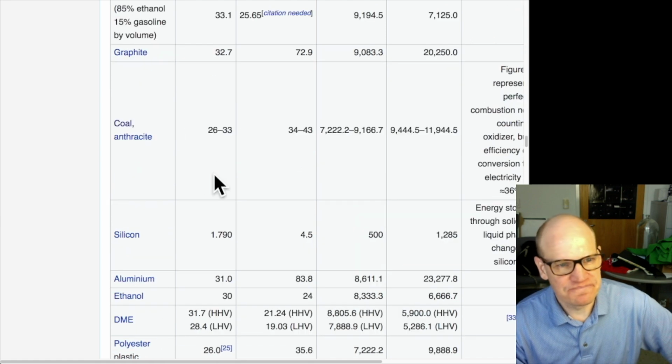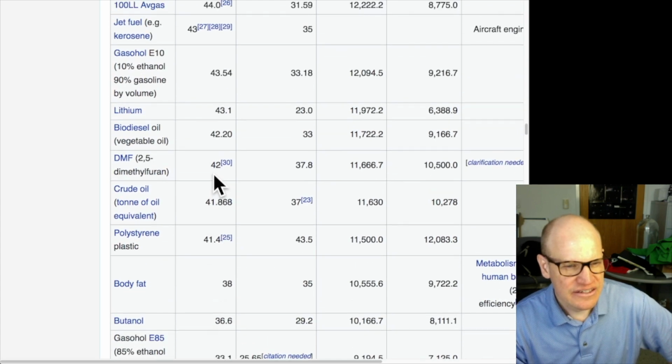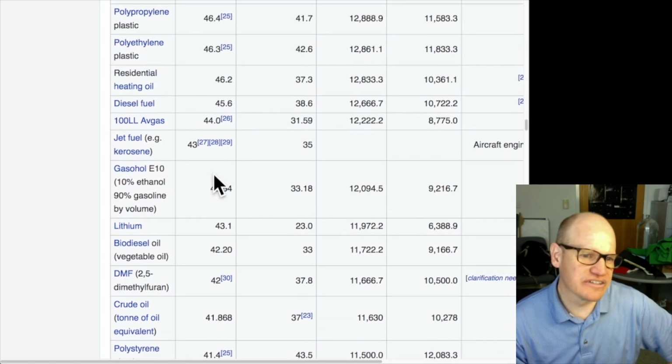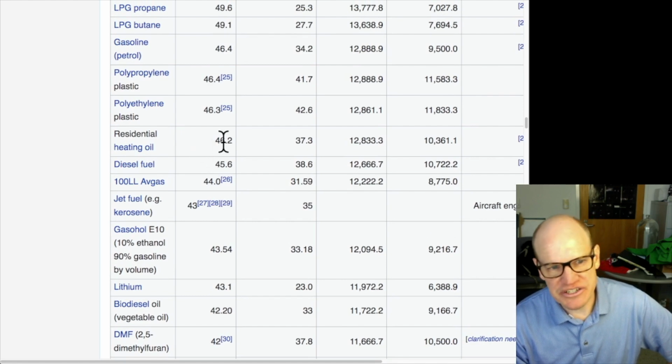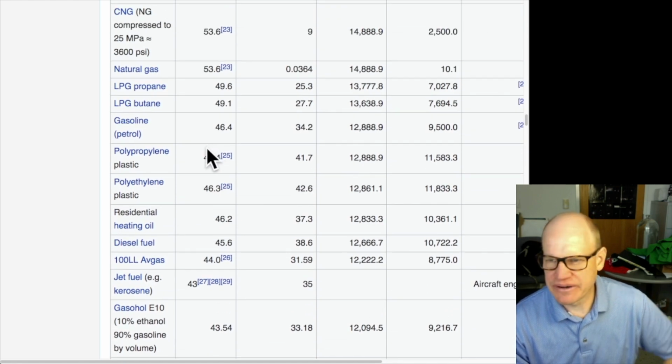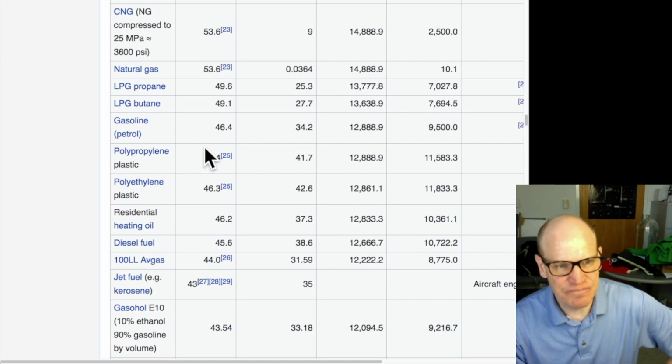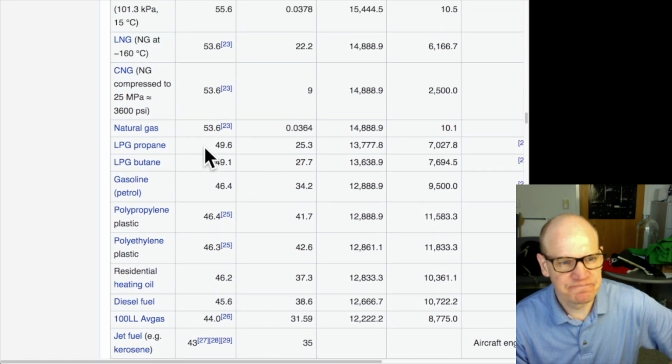But it's also lower. So if we look at crude oil, not crude oil, but jet fuel, 43, diesel fuel, 45, residential heating oil, 46, they're all roughly the same amount, right? 40 to 50 megajoules per kilogram.